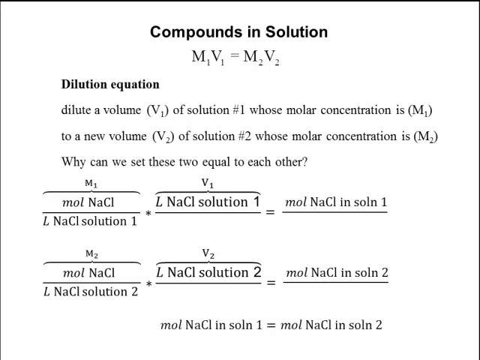Well, based upon this equation, moles of sodium chloride in solution 1 are going to be equal to moles of sodium chloride in solution 2. Where am I getting all the moles for solution 2? It's coming from solution 1. All I'm doing is changing the volumes, and by changing the volumes, I'm changing the molarities. That's what dilution is. And that's why we can set these things equal to each other.